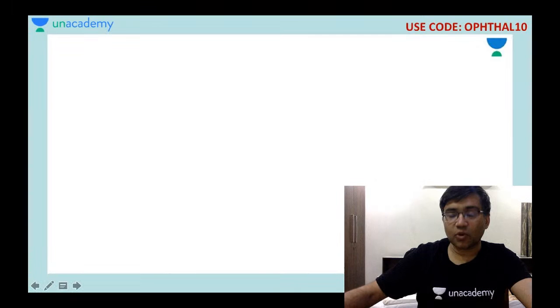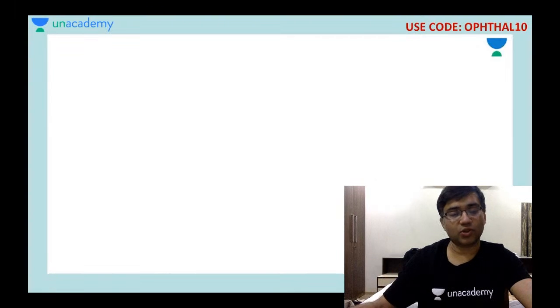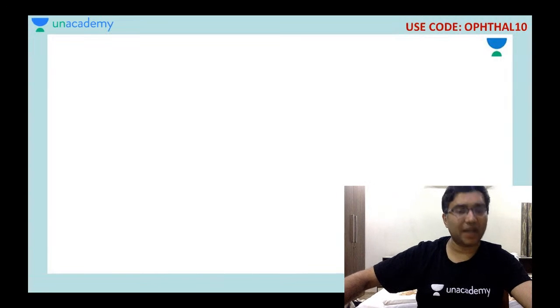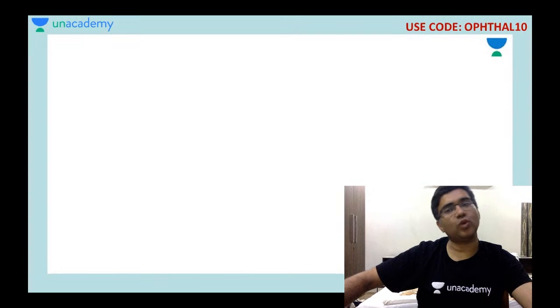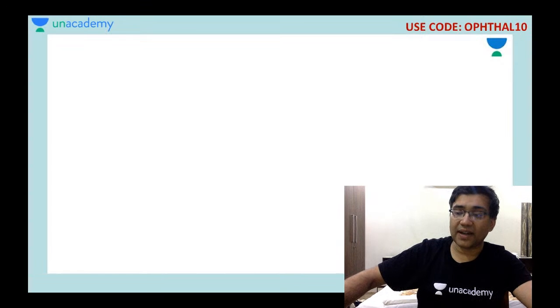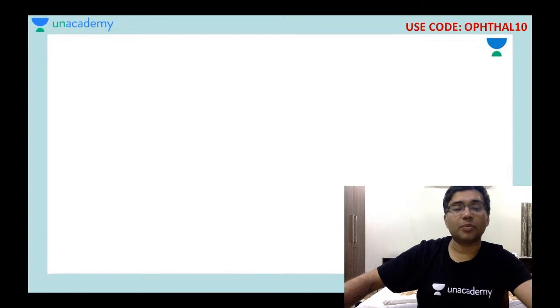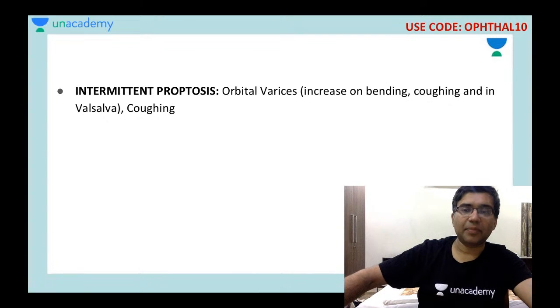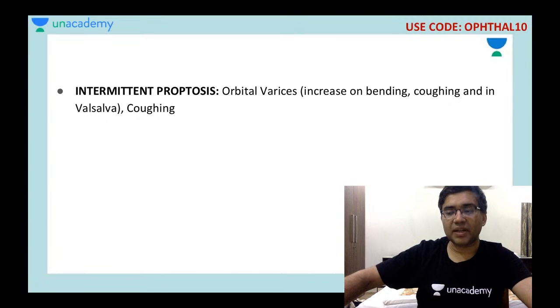Let's move to the next point where you can have intermittent proptosis. So intermittent proptosis means that, let's say, there is a proptosis after bending and then it gets corrected when you are erect, and sometimes even after coughing, or if there is any increase in the intrathoracic pressure, that is also causing your proptosis. This is basically called intermittent proptosis, and it happens when there is orbital varices. Okay, so the intermittent proptosis can happen in the patients who are having orbital varices.